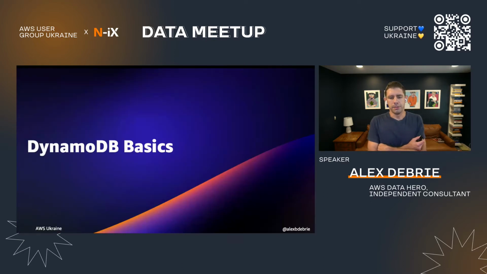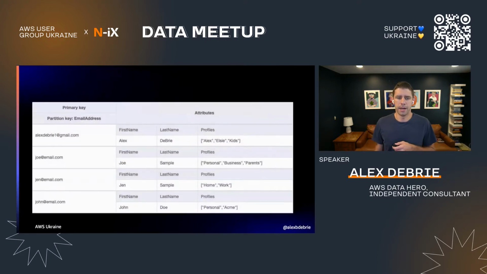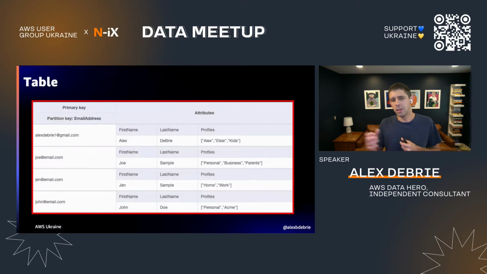So I want to start off with DynamoDB basics, and I like to start off with terminology and vocabulary. The four key terms I always start with are table, items, primary key, and attributes. We'll look at this by way of an example. You could think of users or customers or whatever in your application. So I have a bunch of records in my application, and all those records together are going to be called a table. A table in DynamoDB is similar in some ways to a table in a relational database, but different in other ways that can be confusing as well, and we'll get into those. So all my records together are going to be a table.